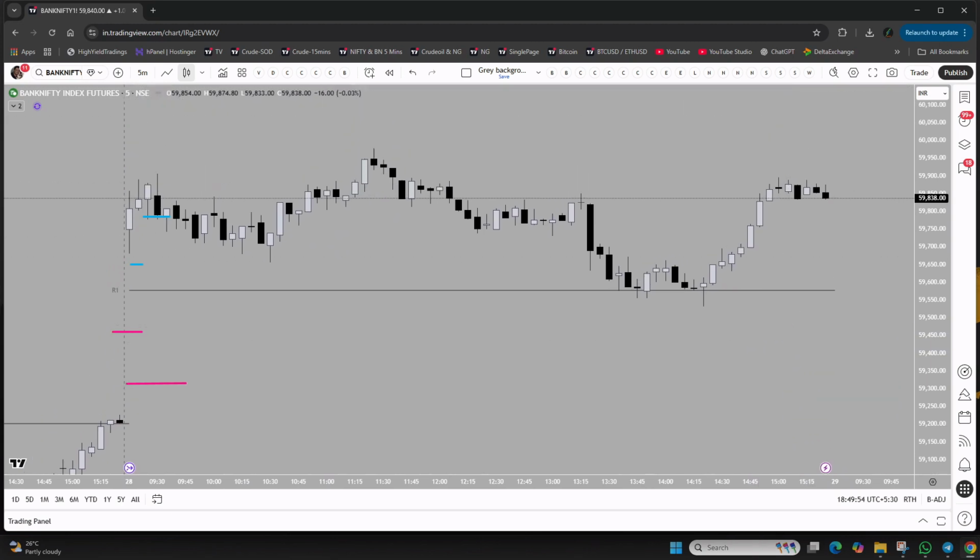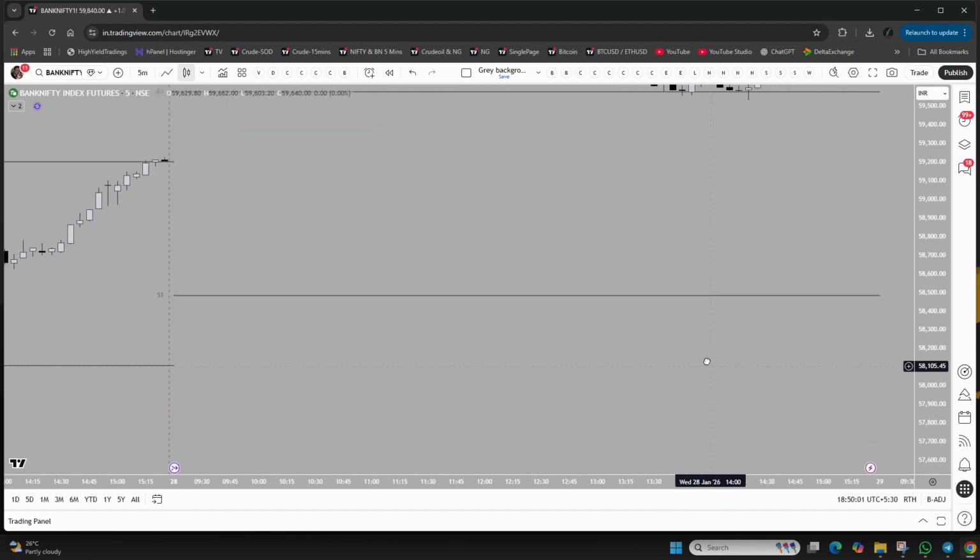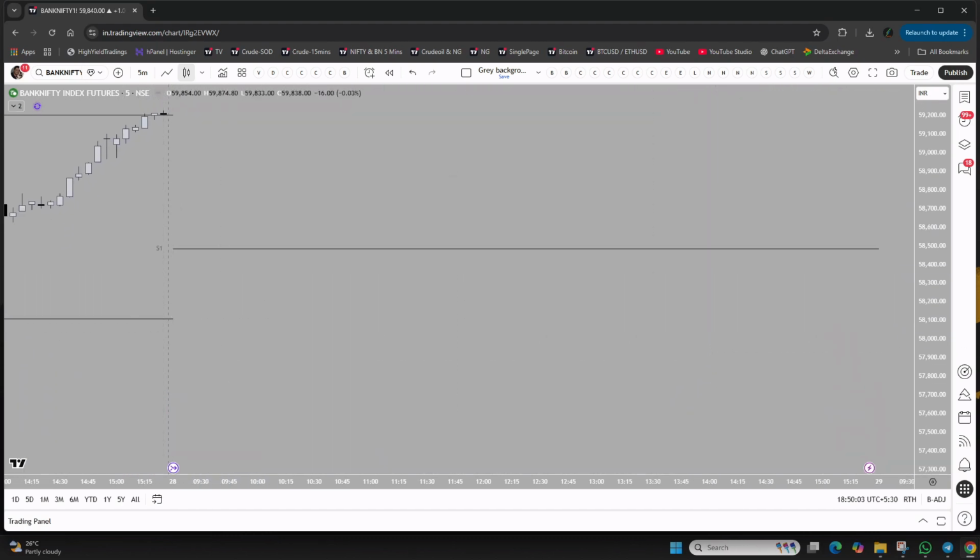I'm sorry, let me delete these things, and let's move on to S1. So this is the exact same thing which you should do when you see the candlestick opening below S1. So let's say, for example, the first candle of the day opened here. It tells us that Bank Nifty will be in a mood to fall further. So initiate your sell trade.